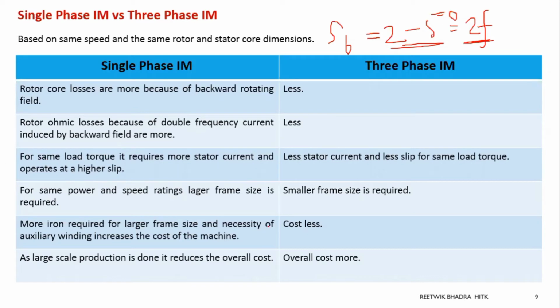Now over here, please go through the other differences. That is up to you. These are all constructional differences, same power ratings and all. More frame size is required. But one thing I would like to point out over here: because of the presence of the auxiliary winding, because another winding has to be present over here. We are having a single phase supply, we need to convert it into two phase, otherwise a rotating magnetic field will not be generated. So we need that auxiliary winding. Because of that auxiliary winding we have to make, it increases the cost of the machine somewhat.